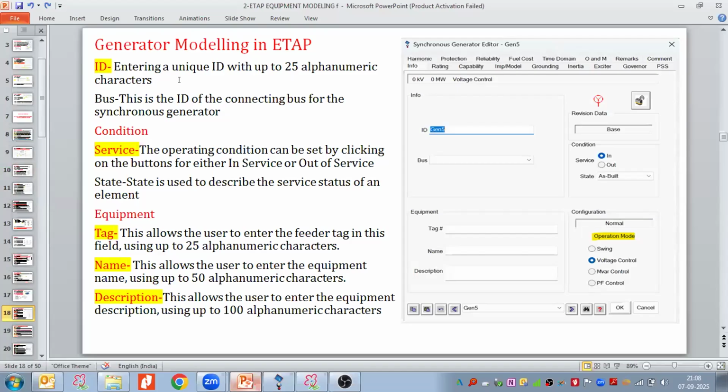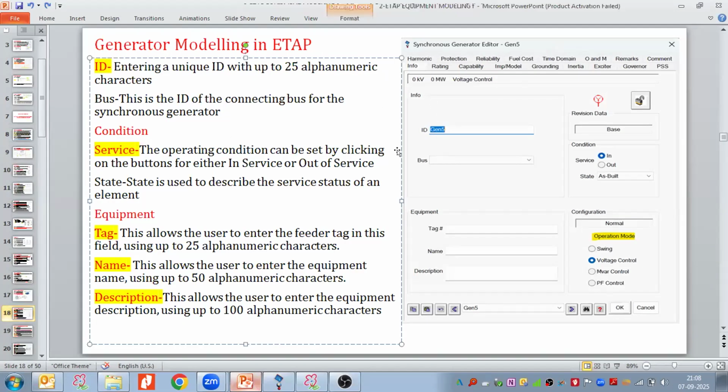Same as this. Enter the unique ID, and we have a limit of up to 25 alphanumeric characters over here. So up to that, any ID we can put as per the project specifications. Our project SLD drawing we can put over here.